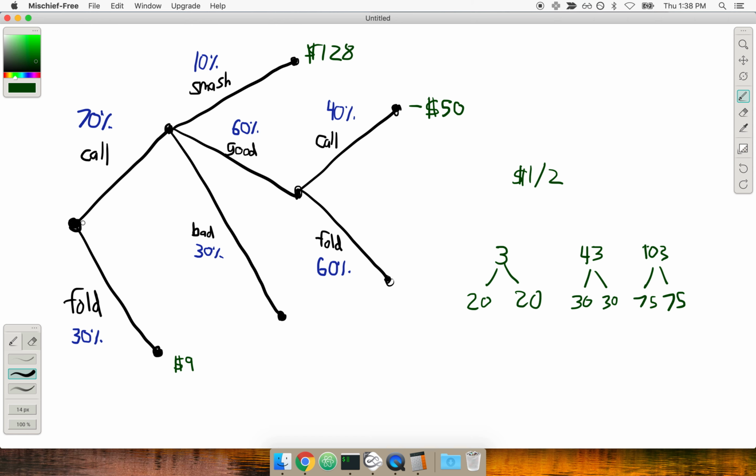Okay. So now let's go to the next one. So we get called, we get a good flop, and we c-bet, and then we get a fold. So how much are we going to win in that scenario? Well, we're going to win the initial blinds. We're going to win the $20 that they put in pre-flop, and then they fold on the flop, so we're just going to win this $23.